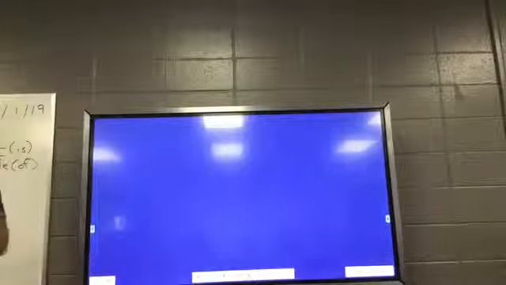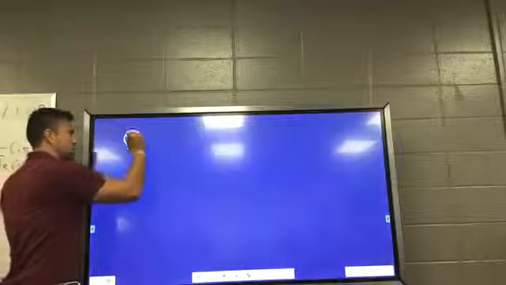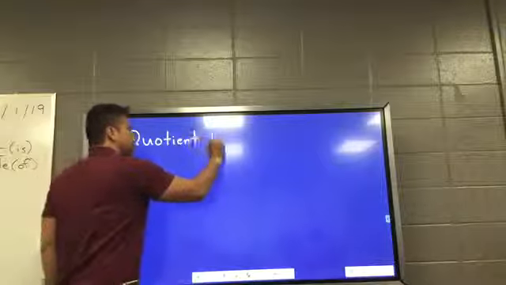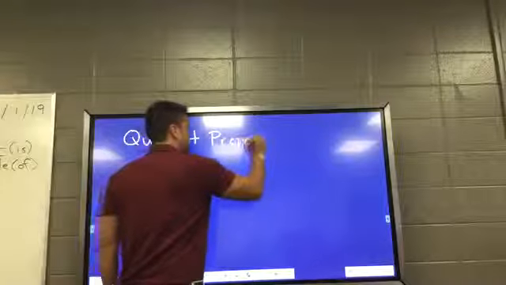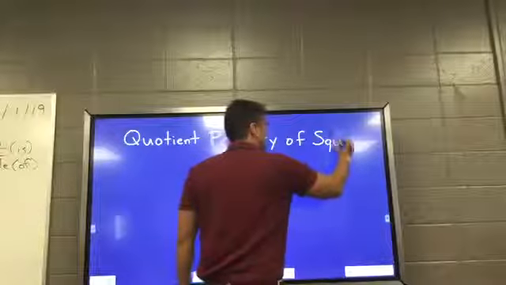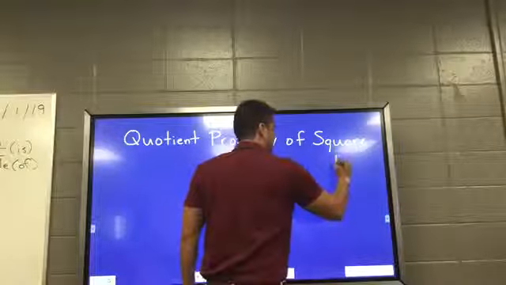Okay, let me give you a property. This is super important for this part of the lesson. It's called the quotient property of square roots. I'll put it right here.